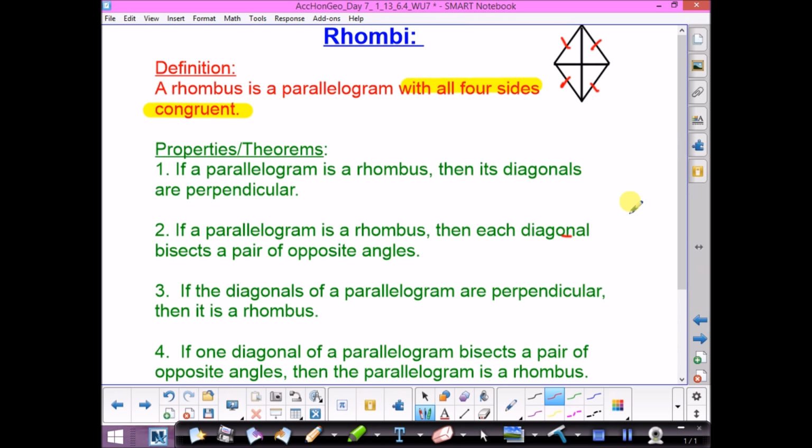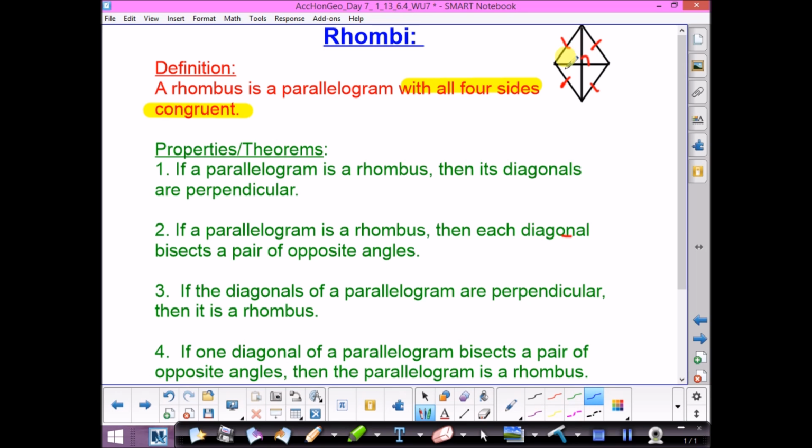So the diagonals are perpendicular. You'll just find that these create 4 right angles. So if you know that diagonals are perpendicular, you'll know that it's a rhombus. If the diagonals bisect the opposite angles, then you know that it's a rhombus.